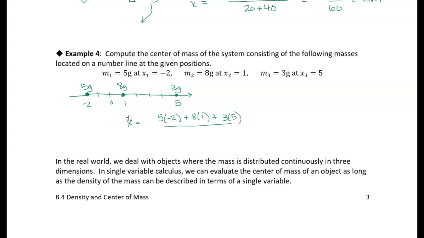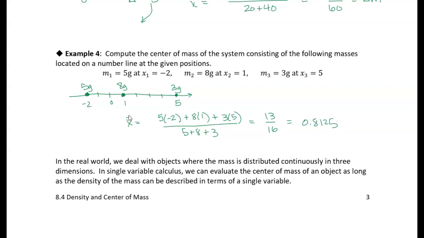And then we're going to divide that by the total mass, 5 plus 8 plus 3. So we get 13 over 16. And if we want that as a decimal, we get 0.8125. Right? And that's all there is to it.